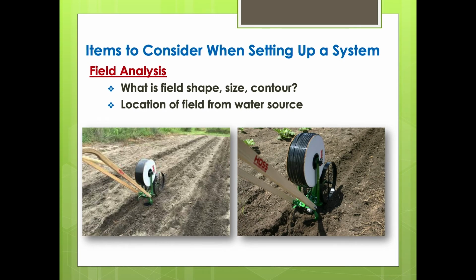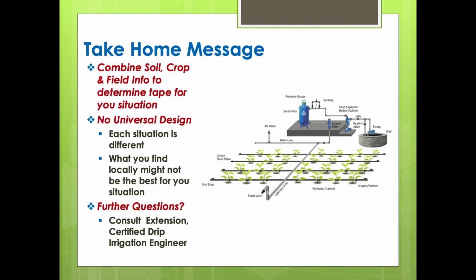Obviously, the bigger the roll, the cheaper it is. But this grower just came up with this clever little way on his little cultivator to put his drip tape out. And it's always better to bury your drip tape when you can. You basically take all this information that you've just figured out, in terms of looking at the soil situation, the crop, the field, the layout, everything, to figure out really what's the best tape for your particular situation. Remember, there's no universal type of situation.